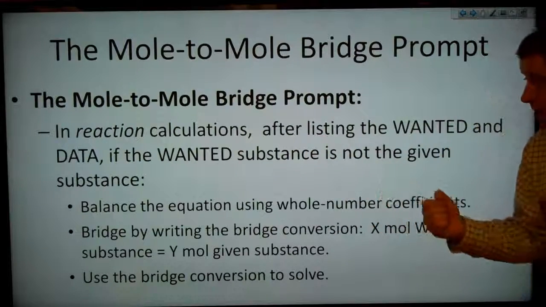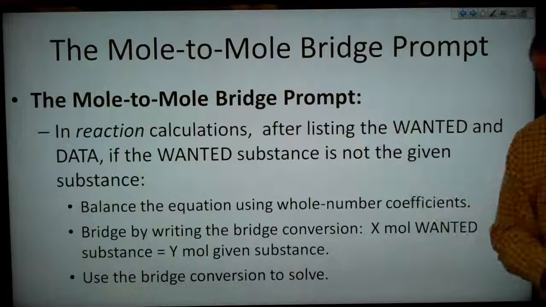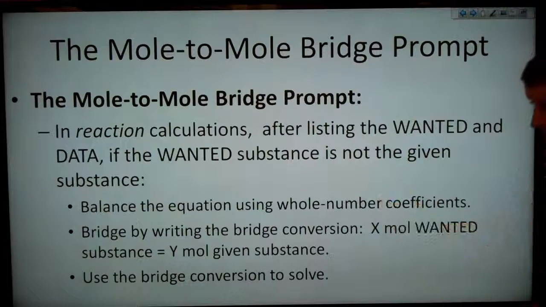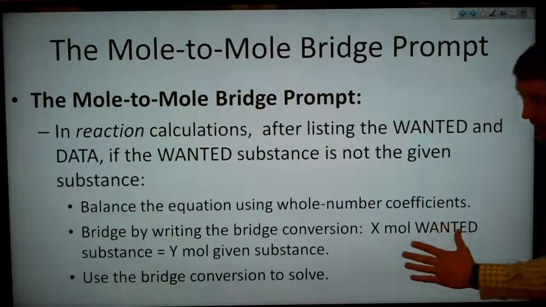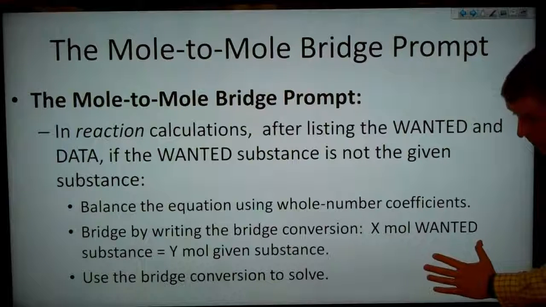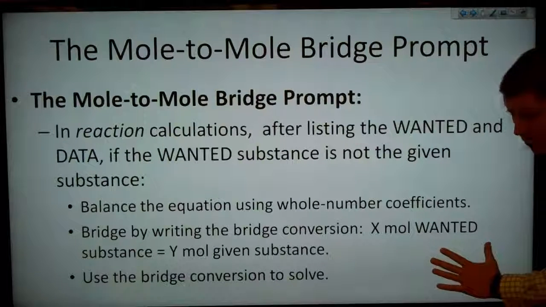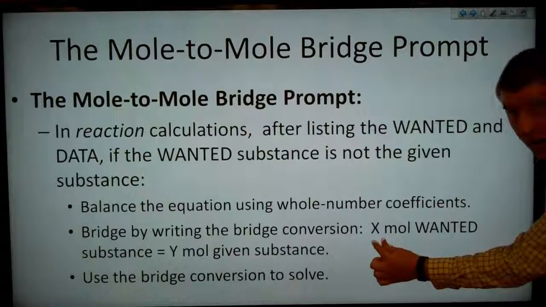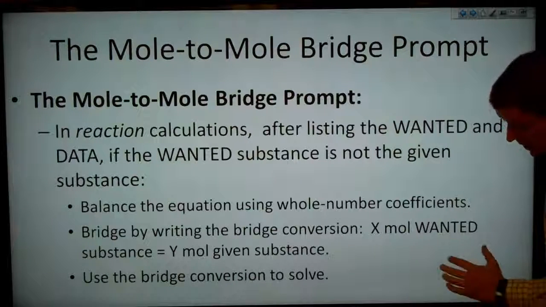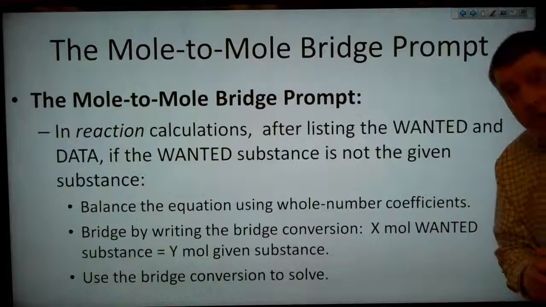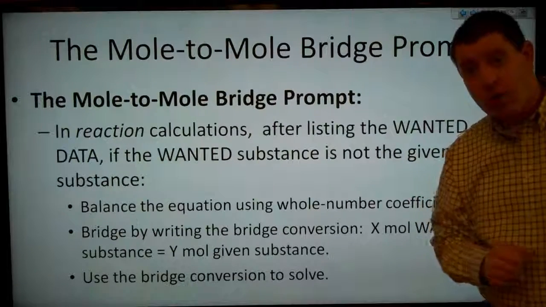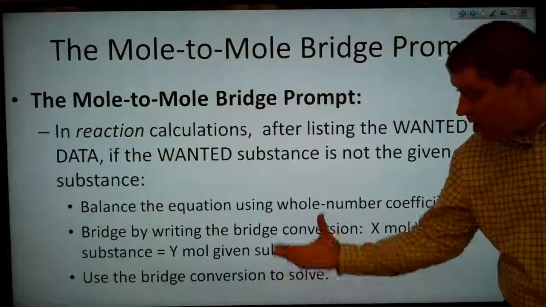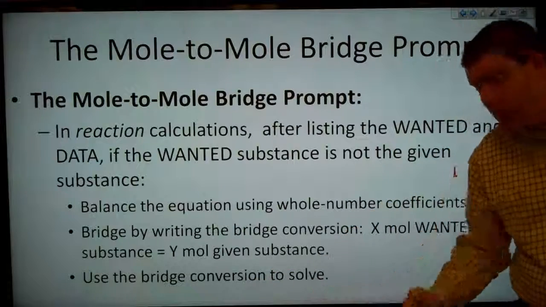So in reaction calculations, after listing the wanted and data, if the wanted substance is not the given substance, then balance the equation using whole number coefficients, and then bridge by writing the bridge conversion. So X number of moles of your wanted substance equals Y number of moles of your given substance. You should actually write in a number for X, a number for Y, and instead of writing out wanted substance, you should write in the chemical formula for that substance, and likewise for the given substance. And then you can use the bridge conversion that you've written to solve.